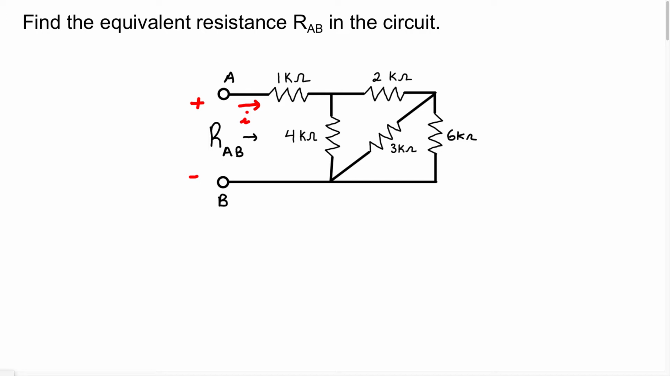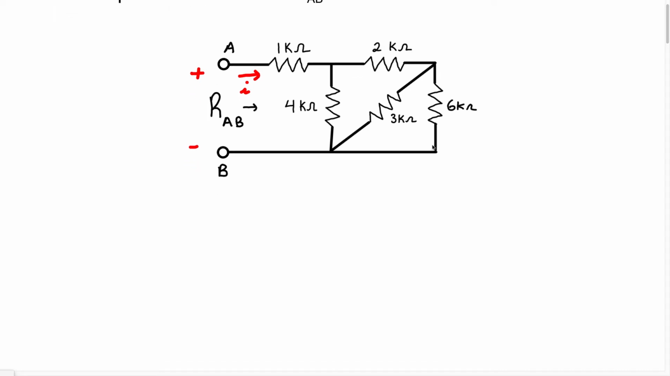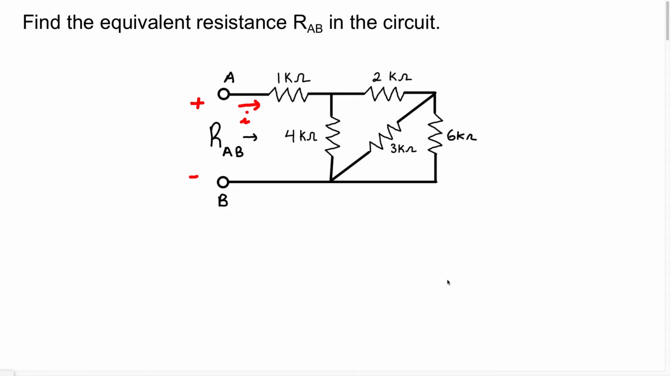Now, a good rule of thumb is to always start furthest away from the terminals that we're looking through. So if we're looking through these terminals, it's best to start on this side over here. The first thing we can do is start to redraw this circuit. Now when we look at this side of the circuit, what do we see? We have a 6 kilo ohm resistor, a 3 kilo ohm resistor, and a 2 kilo ohm resistor.